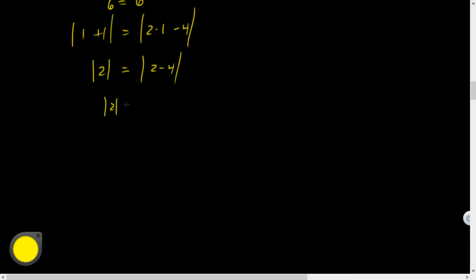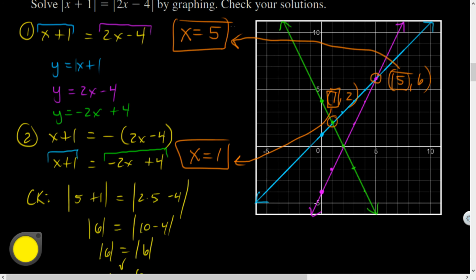That's absolute value of 2 equals absolute value of 2 minus 4, which is negative 2. Absolute value of 2, how far is 2 from 0? It's 2 units from 0. How far is negative 2 from 0? 2 units from 0. That means both of those work. That means both of our solutions are true. Cha-ching. We found 2 solutions.